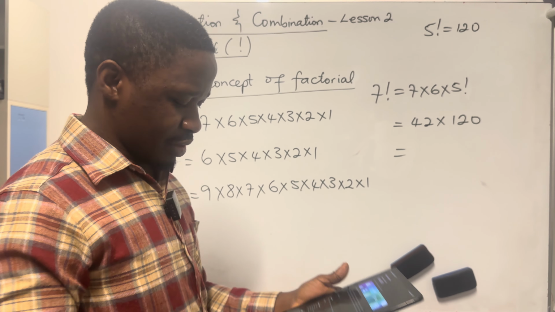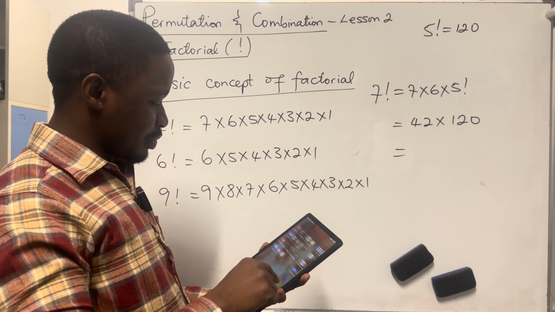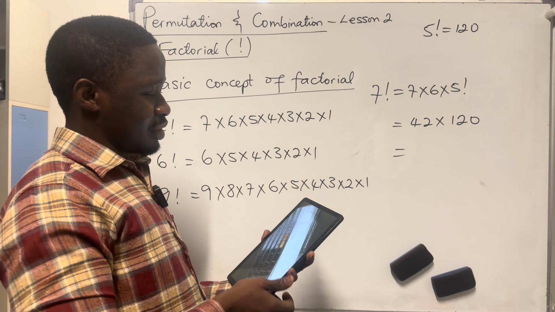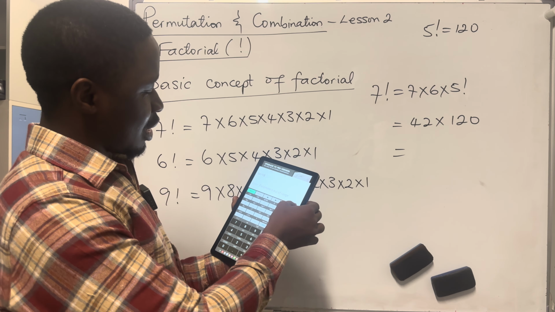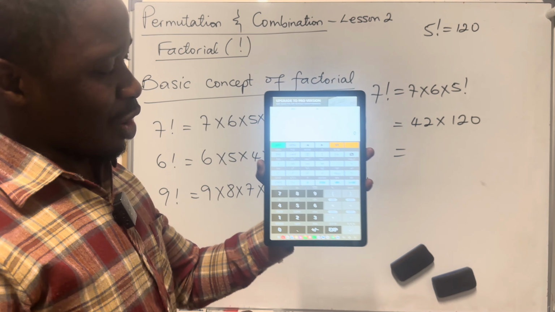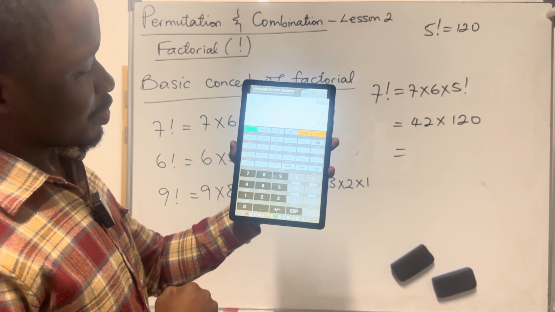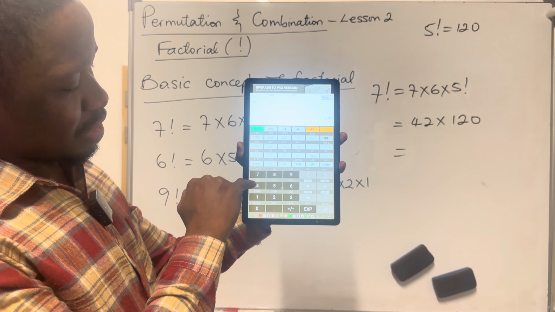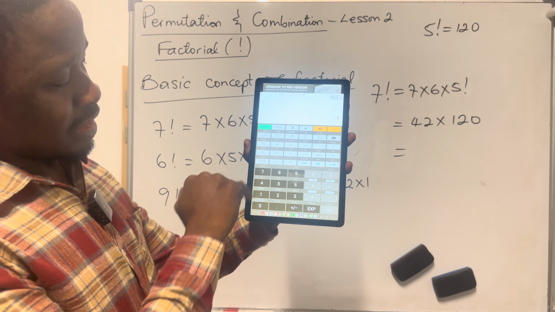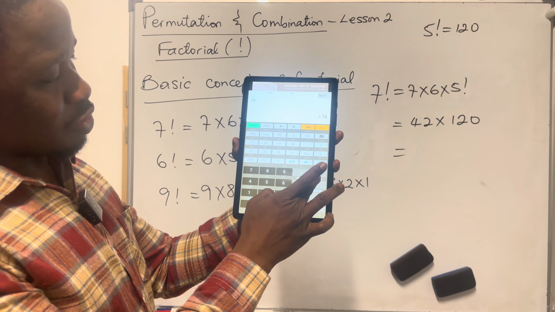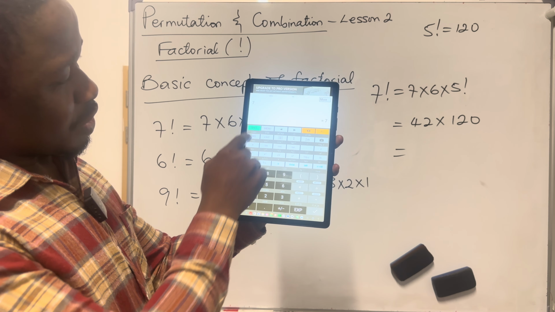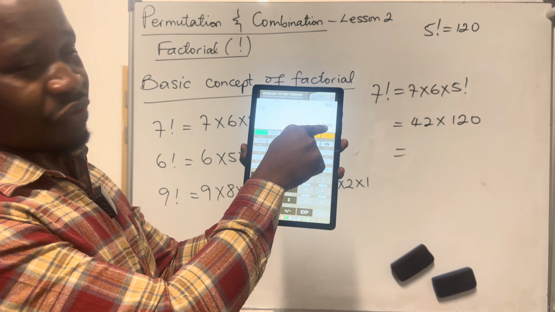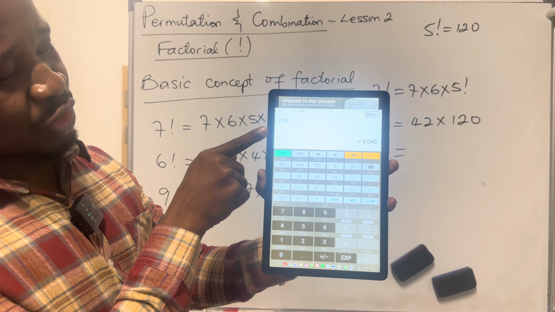Okay. Now let me take you to the calculator. I hope you can see it. 7, then factorial. According to this calculator, it is here, n factorial. But if you press it directly, it will be 4. So you say shift, then you can see it. 7 factorial is what? 5040.